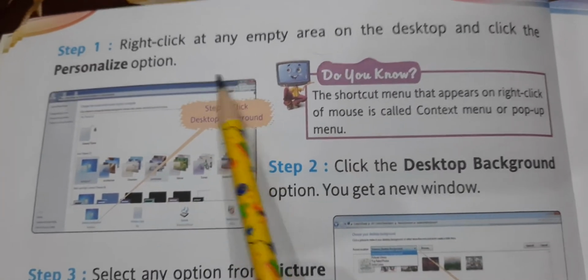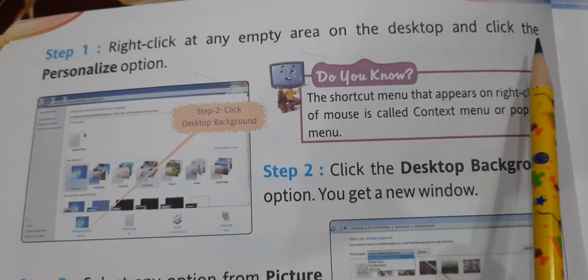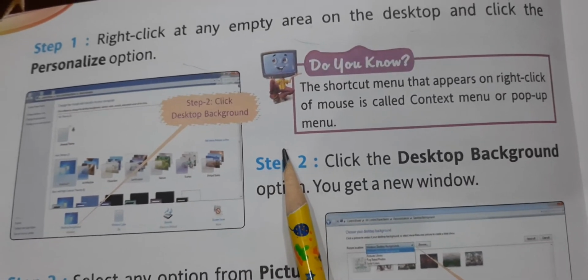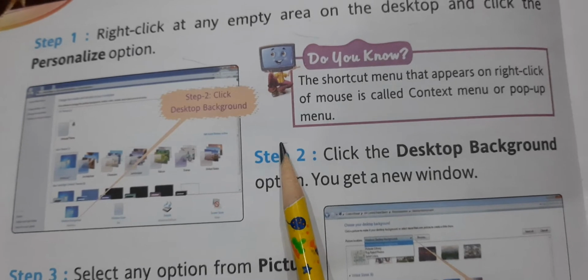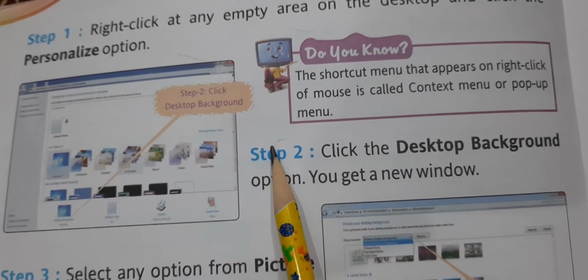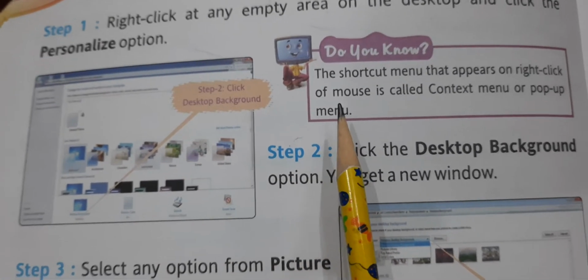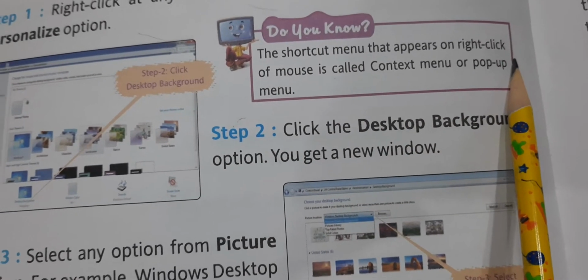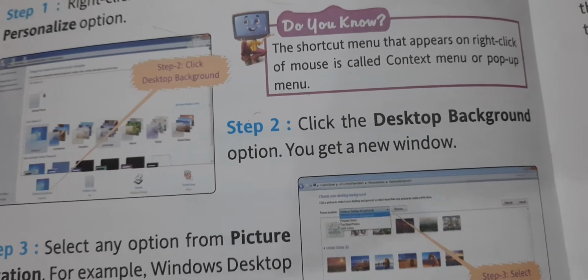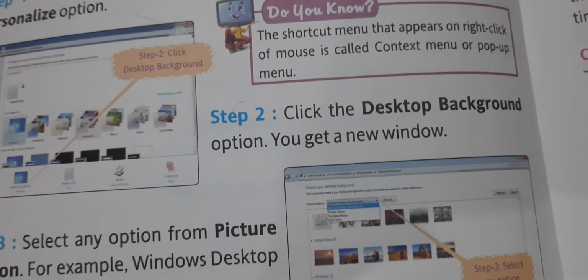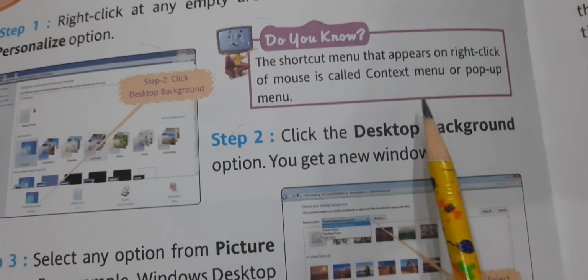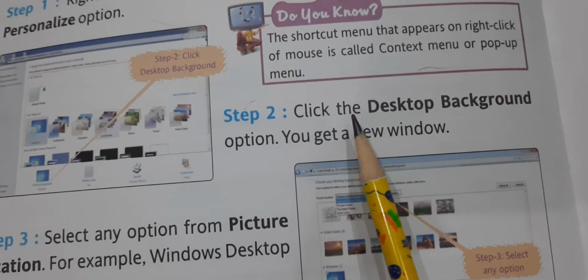First, you will right click at any empty area on the desktop and click the personalize button. I have shown these steps in the practical video also, so you will understand better. Here we will just do a simple reading of it. The shortcut menu that appears on right click of mouse, whenever we right click the mouse, and if any menu is appearing, what do we call it? Context menu or pop-up menu.